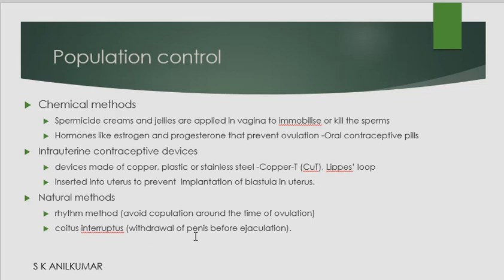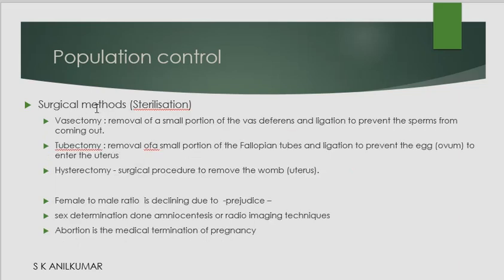Coitus interruptus is withdrawal of the penis before ejaculation. Now, population control is also done by surgical methods.